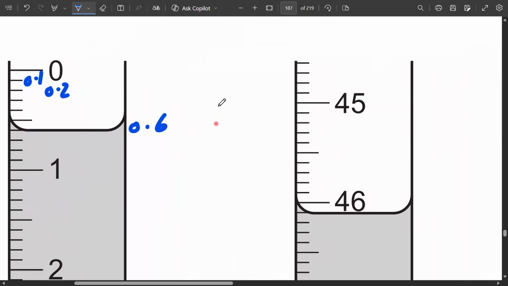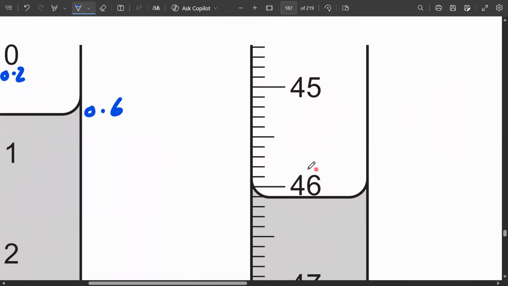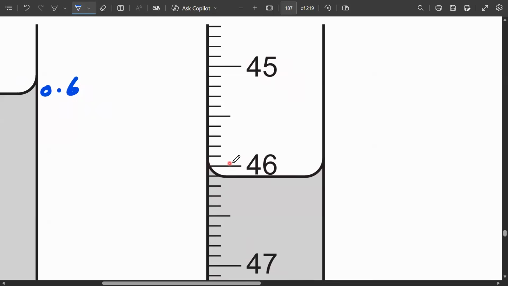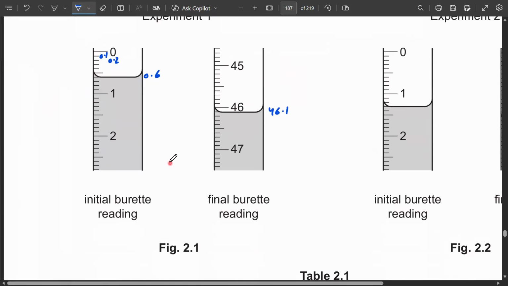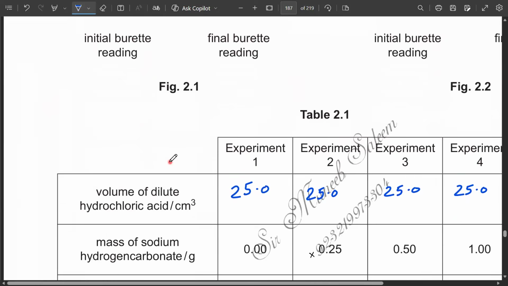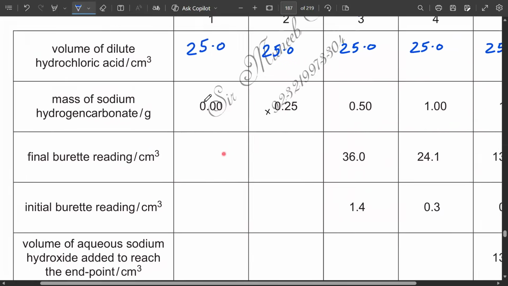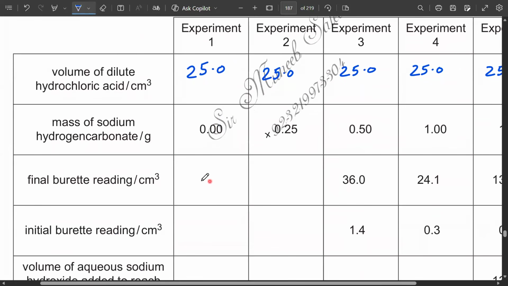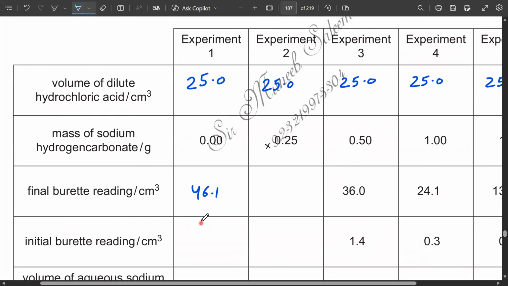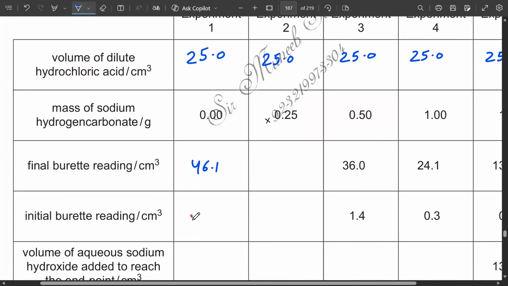This is 0.6, and this one is the final burette reading. So for the final burette reading, if it is 45, this is 46. So right after that comes 46.1. So you will write 0.6 as the initial and 46.1 as the final. This is experiment 1. Final burette reading is 46.1 and initial value is 0.6.